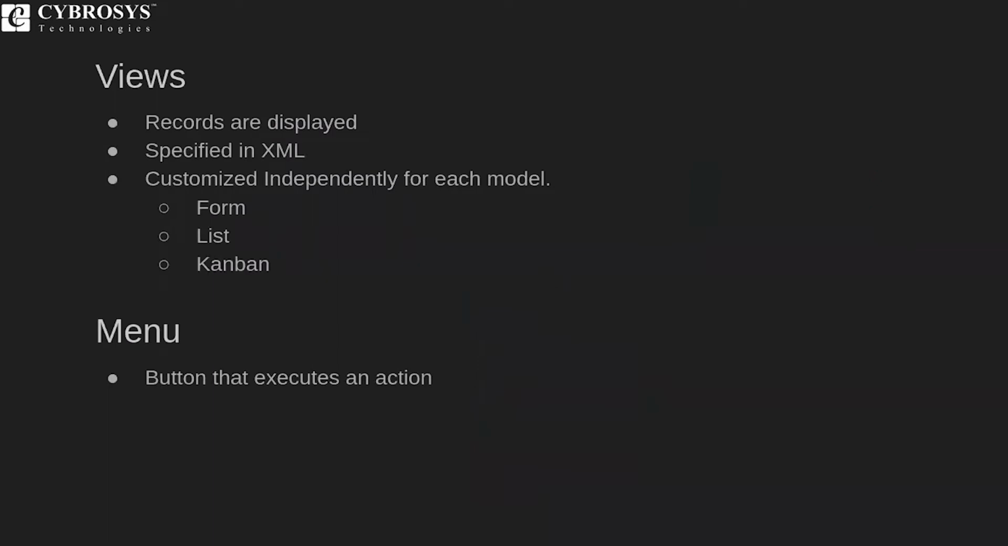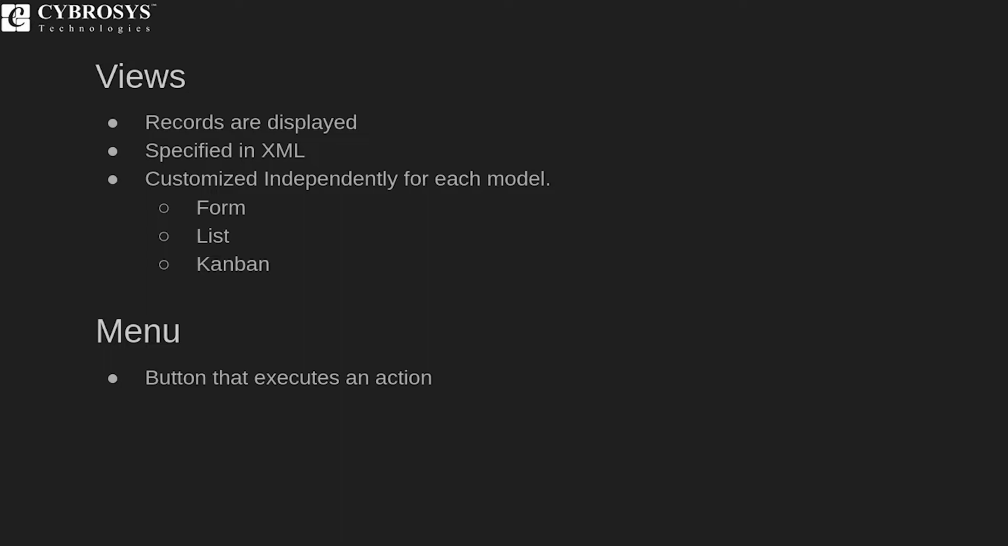Views are actually used for displaying the records which we saved in the tables in a good looking manner. Usually we do that by specifying it in XML code, but Odoo Studio helps us get rid of that, and we can simply drag and drop everything and create different types of views. Some basic views are form view, list view, and Kanban view. And next are the menus.